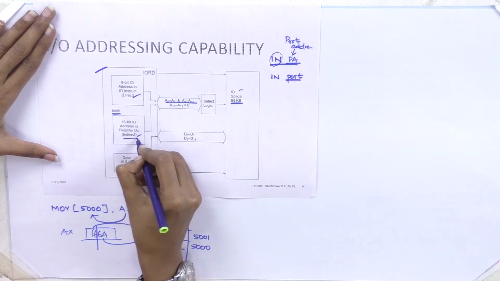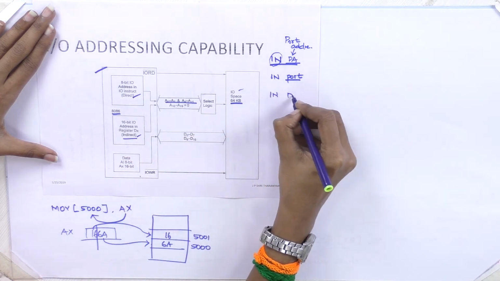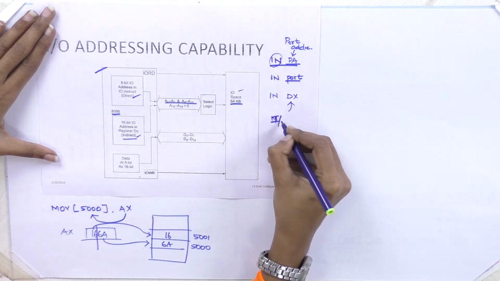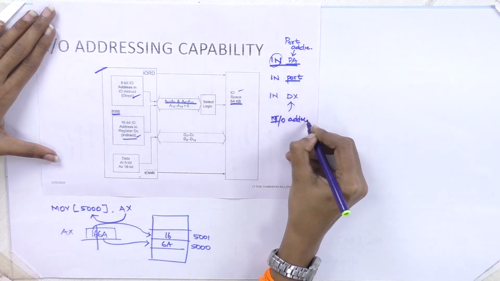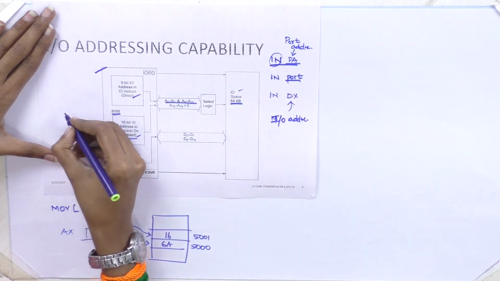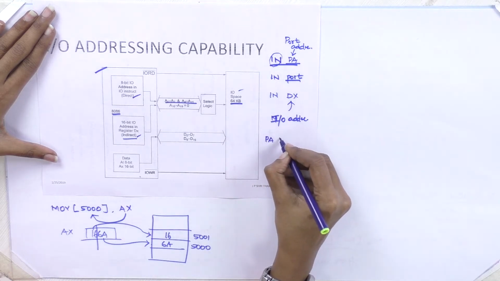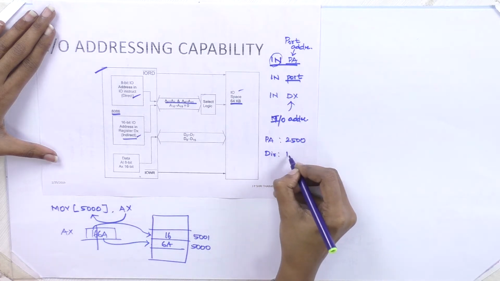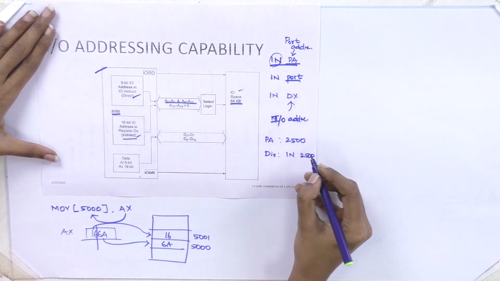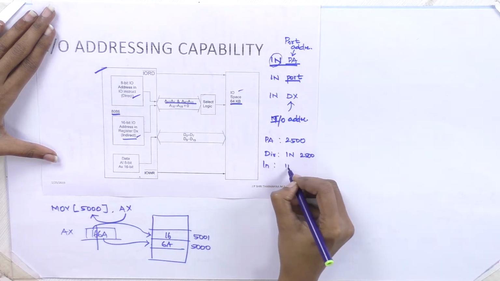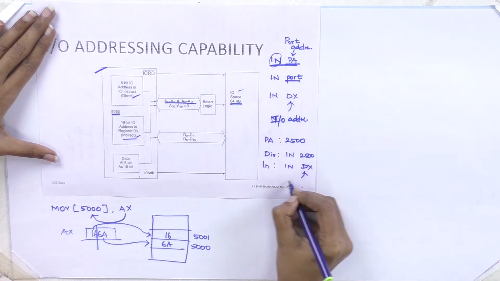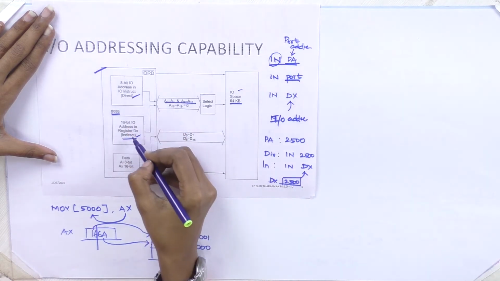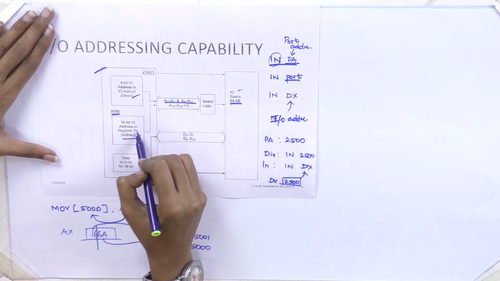If you are using indirect addressing, then you have to use the DX register. This DX register will contain the I/O address, which is nothing but the port address. For example, if the port address is 2500, then with direct addressing I will write IN 2500. In the indirect case, I will use IN DX, and the DX register will contain the address 2500. This is how you can use direct and indirect.